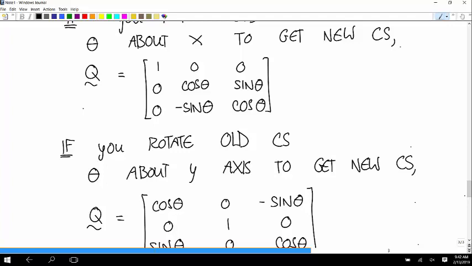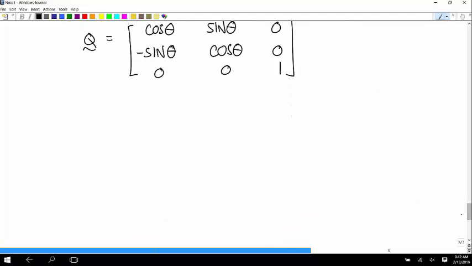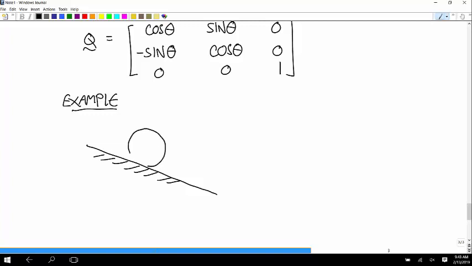Okay, but let me just show a simple example of how to use this. These are all two-dimensional problems. So in two-dimensional problems, all your rotations are about the z-axis, either positive or negative. Okay, so let's say that this is rolling down this hill.